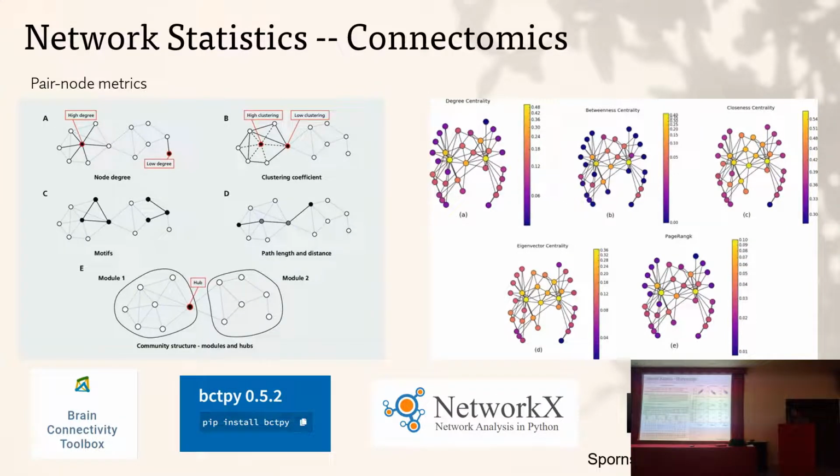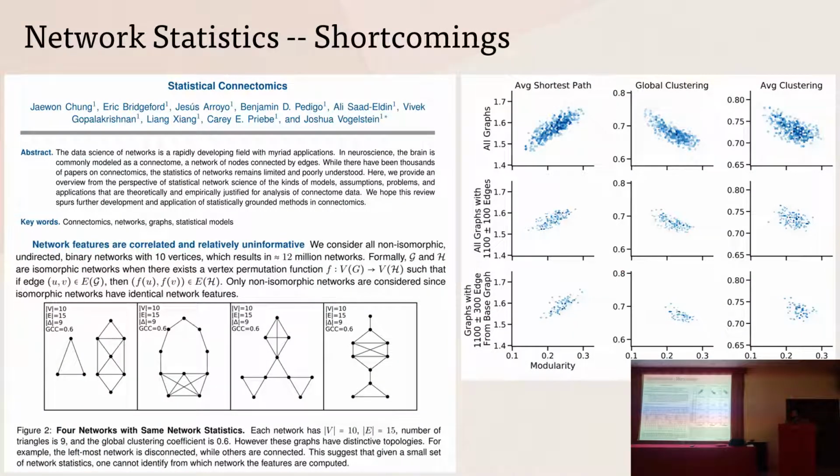Okay, so Martin also hinted at this at the end of his talk, right? That network statistics or connectomics is not perfect. And if you're doing connectomics, I strongly recommend reading this article. I think it's not an easy article to read, also very long. But this picture is really illustrative, right? Because all these four graphs at the bottom have the same network statistics. So the same clustering coefficient, the same number of edges, the same number of nodes, but they look really different, right? So using connectomics, you would not be able to distinguish these graphs. So that's an important shortcoming, right?